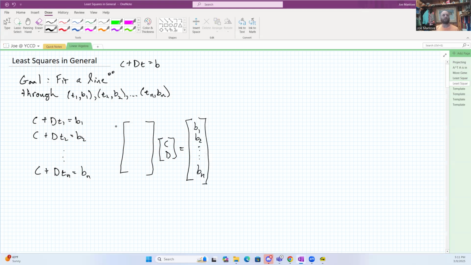And what goes in this matrix? Well, the coefficient on C all down here is 1. So that first column is going to be all ones. And the column on D is going to actually just be the T's. So that's going to be T1, T2, on down to Tn.